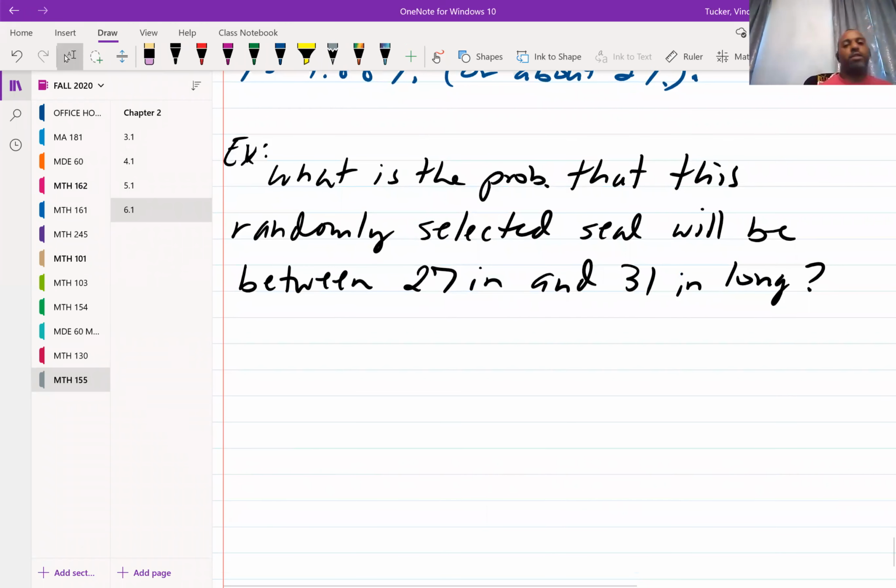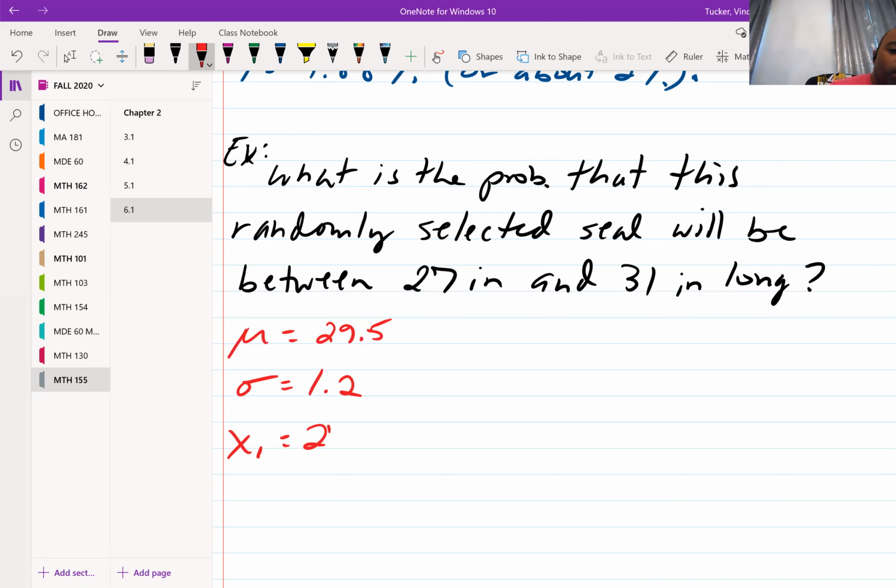All right, so last one like this. What is the probability that this randomly selected seal will be between 27 inches and 31 inches long? So this time we have two data values that we have to account for. I'll call the first one X1. Matter of fact, let's go ahead and write the mean first, which is 29.5, and standard deviation 1.2. X1 is 27. X2 is 31. So we have to find two z-scores.